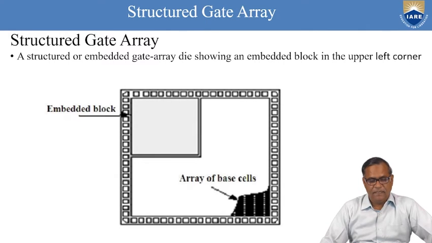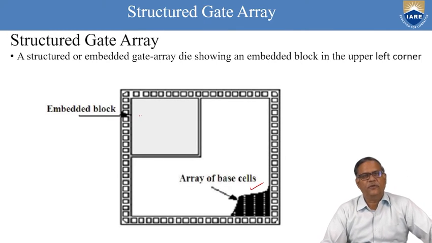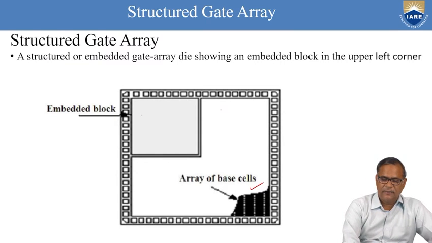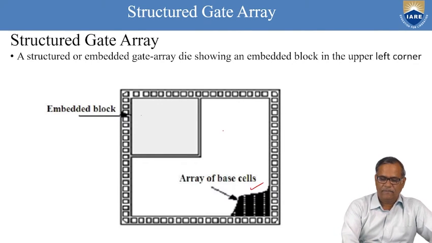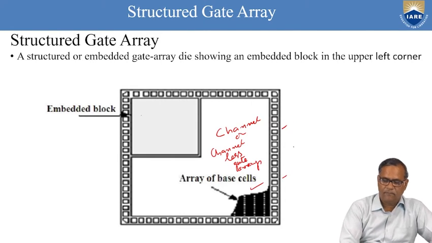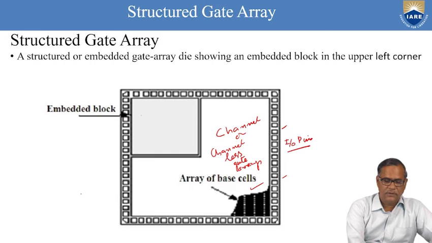Now structured gate array. See, in structured gate array, it has an array of basic cells and it has an embedded block. This embedded block can be a microprocessor or a microcontroller, and in the remaining area, you have either a channel gate array or channelless gate array. So here you have channel or channelless gate arrays. And these are the input-output pins.